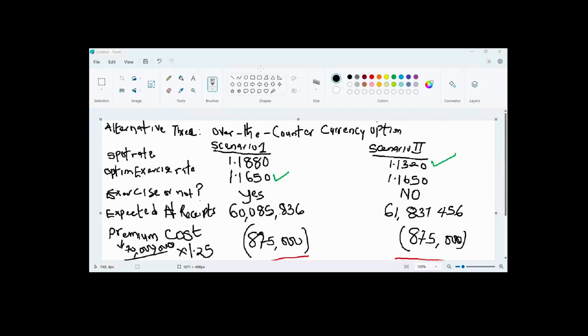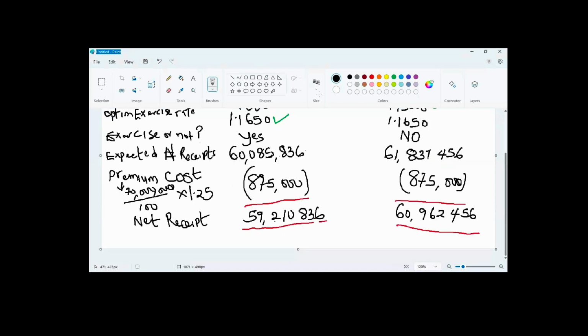How do we get 59? Please take your calculator, 60 million, these amounts, less this amount. Please work it out. Maybe there's an error on my part. Please work it out.